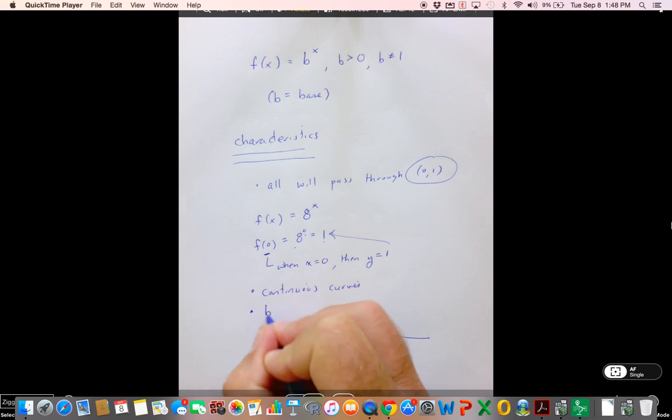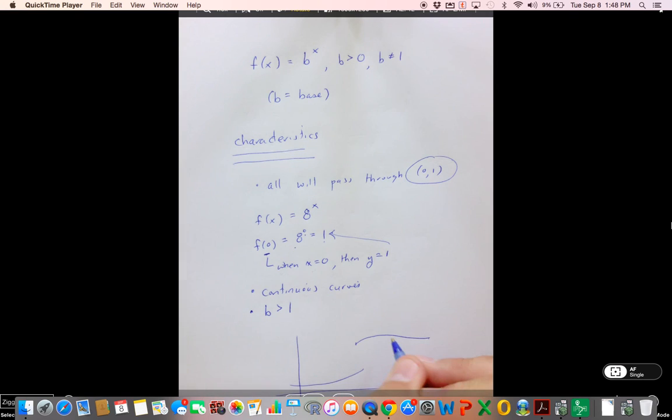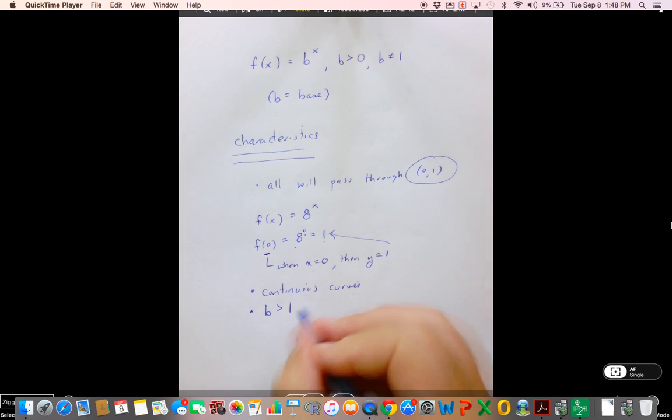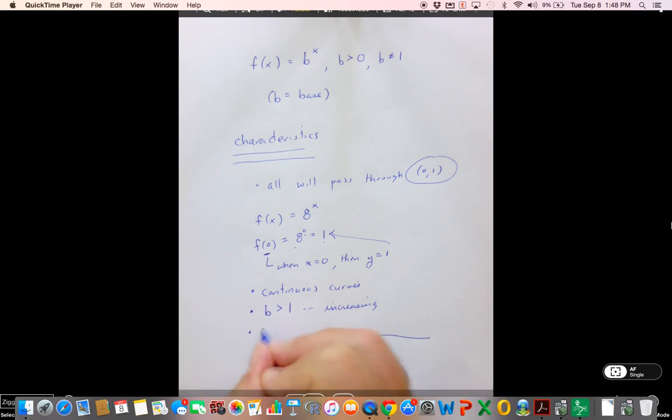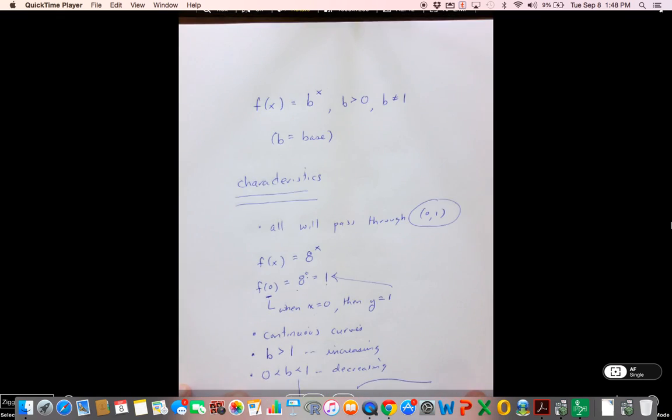Most important thing, b greater than 1: we have an increasing function. And when b is from 0 to 1, we have a decreasing function. Now, what do I mean by that? What's going on with this increasing, decreasing stuff?